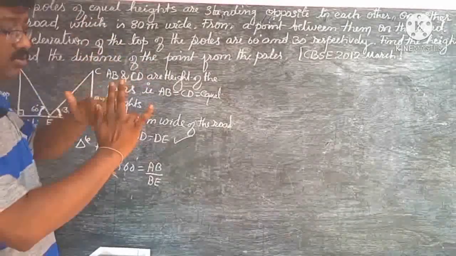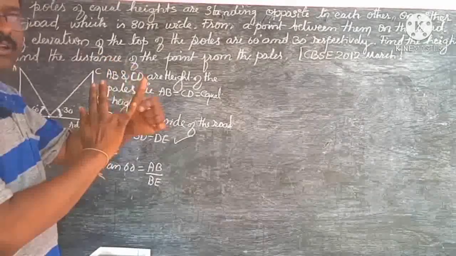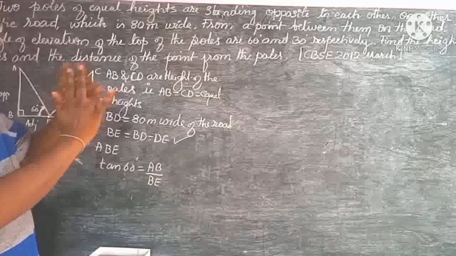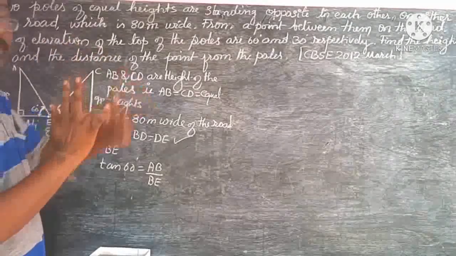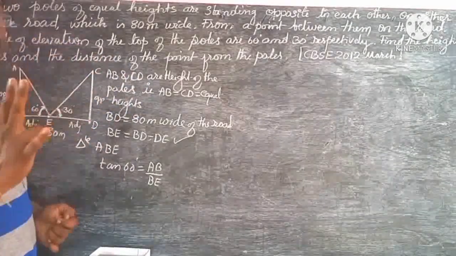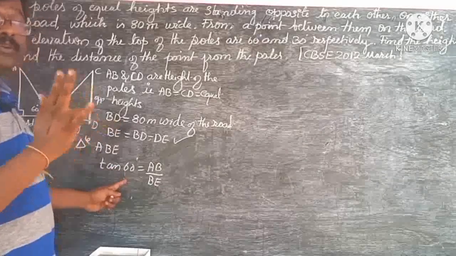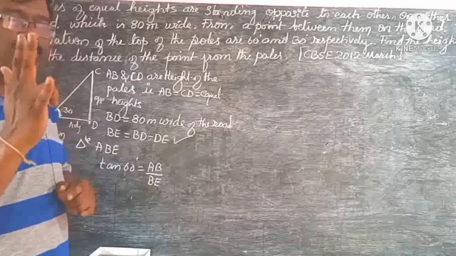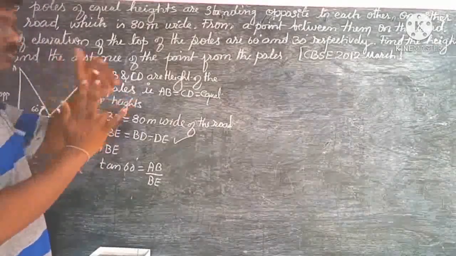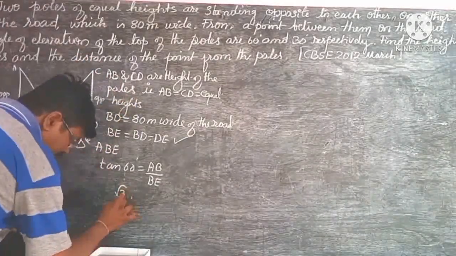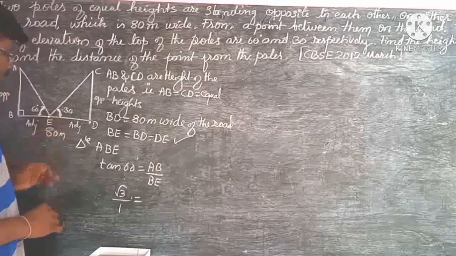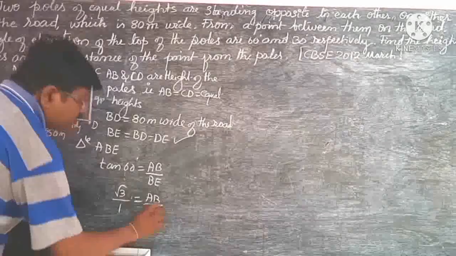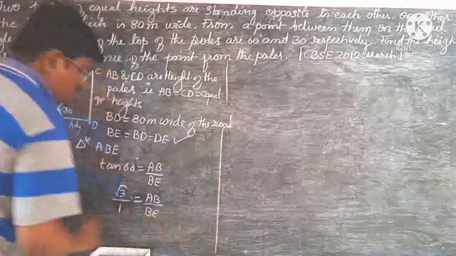So you put the root here: root 3, root 1. Therefore tan 60 degree value is sine divided by cos, which means root 3 divided by root 1. By using your hand, we can identify tan 60 degree, tan 30 degree or any trigonometric angles using your fingers. Therefore tan 60 degree is root 3 by 1, and AB divided by BE. We can call it equation number 1.